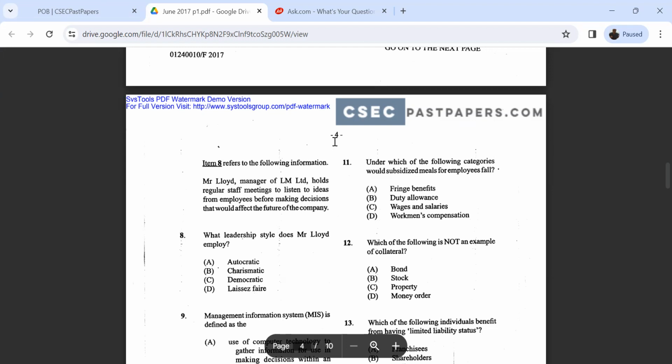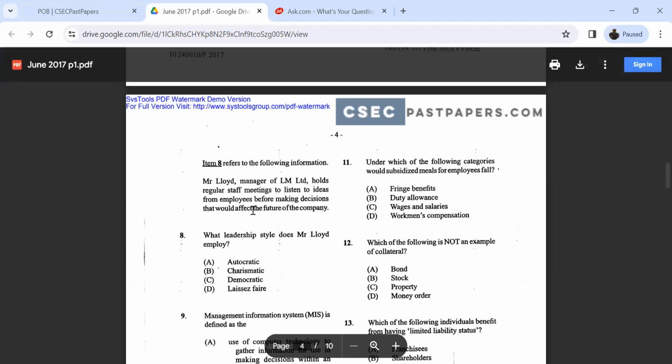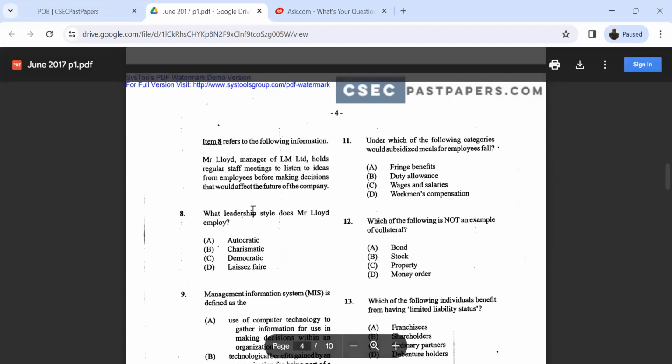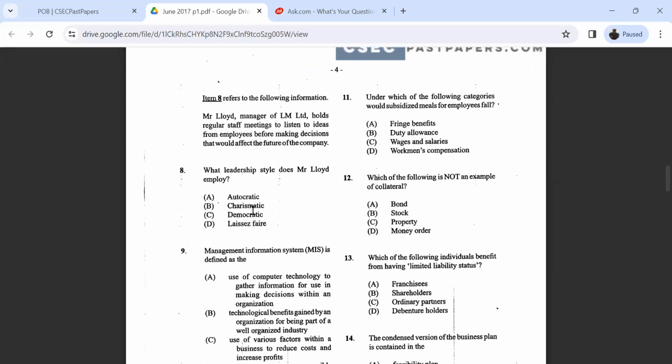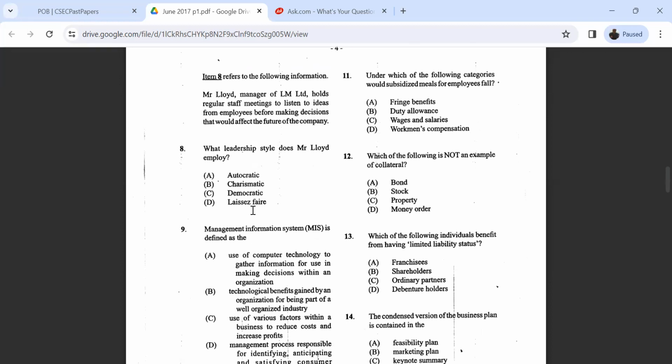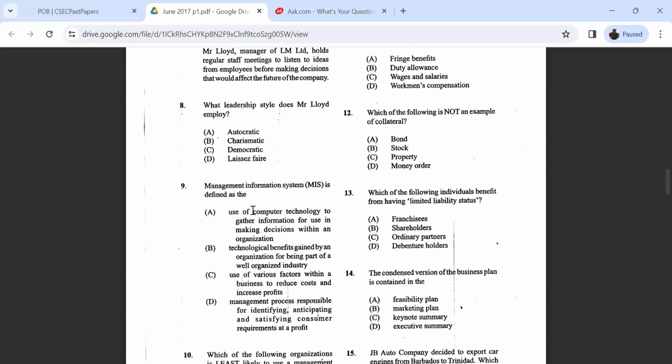Democratic. Very good. You're listening to the subordinates' opinions before making decisions. Autocratic is when you make decisions without consultation. Charismatic, you use your charisma and your personality to influence them. And laissez-faire, you let them make their own decisions.